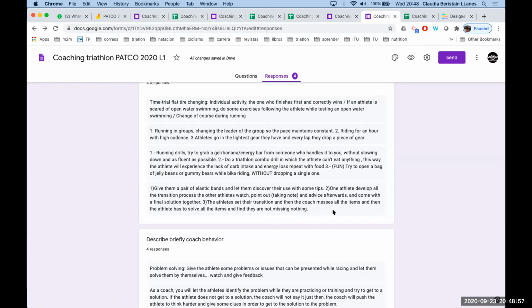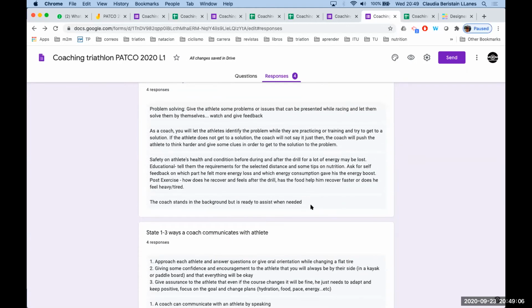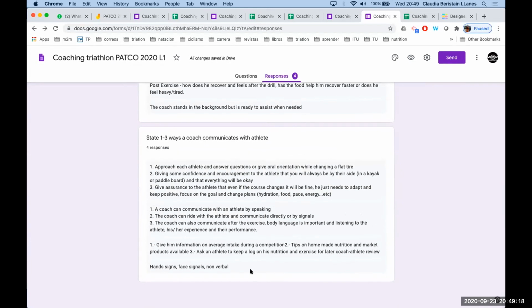Say there's a lot of wind, for example, and your stuff is flown all over the place, or that sort of thing. Okay. And coach behavior, as you can see, again, we kept that really brief. That's good, yeah. So the coach basically stands in the background and observes, but is ready to assist when needed. Okay. And the coach's behavior would be just hand signs, face signals, non-verbal if able. If needed. Okay. Very good.